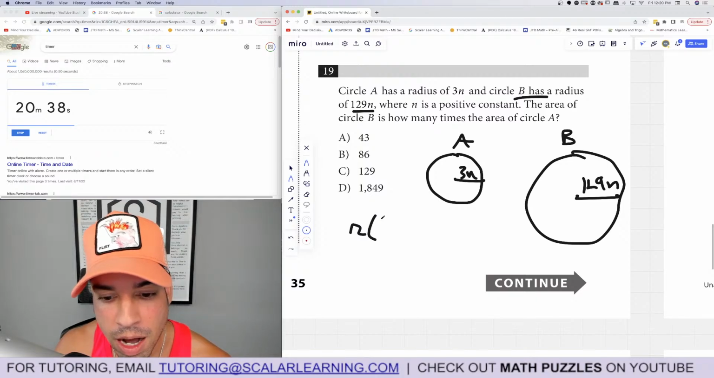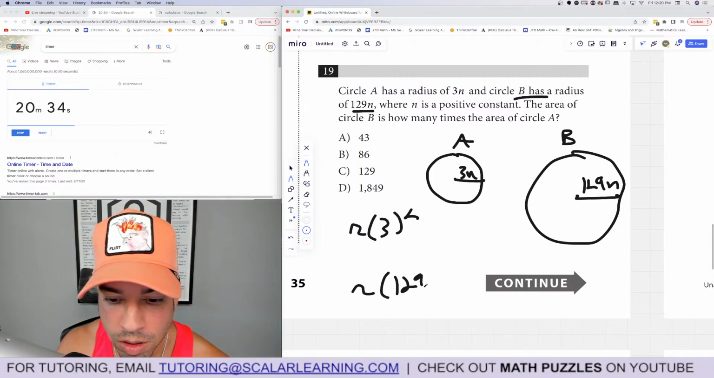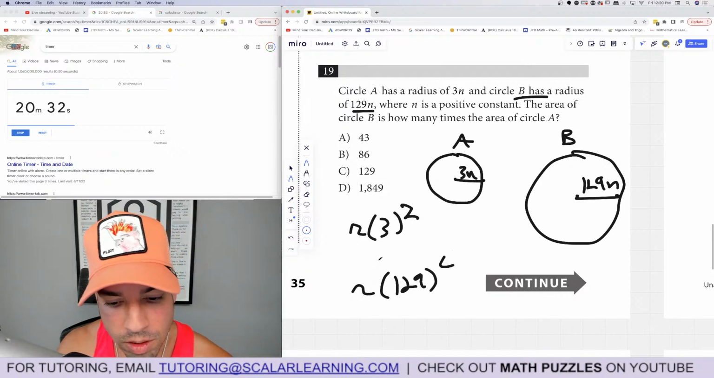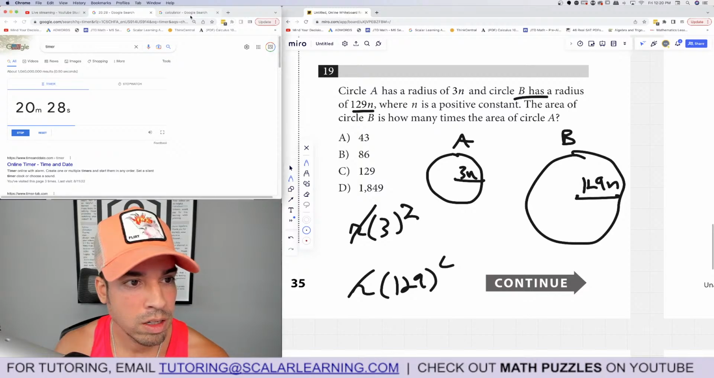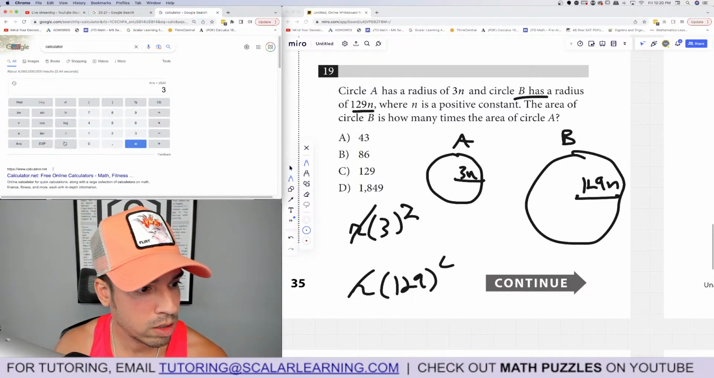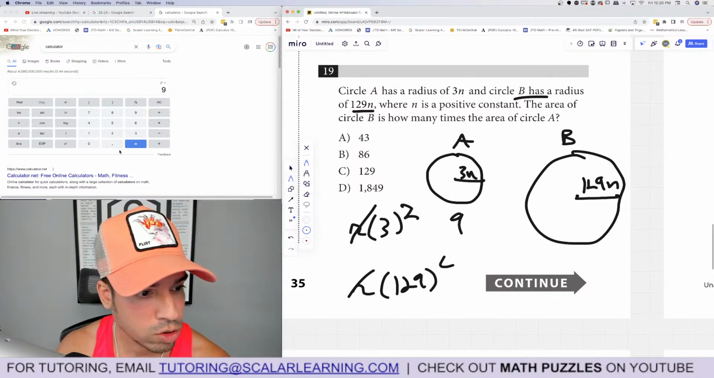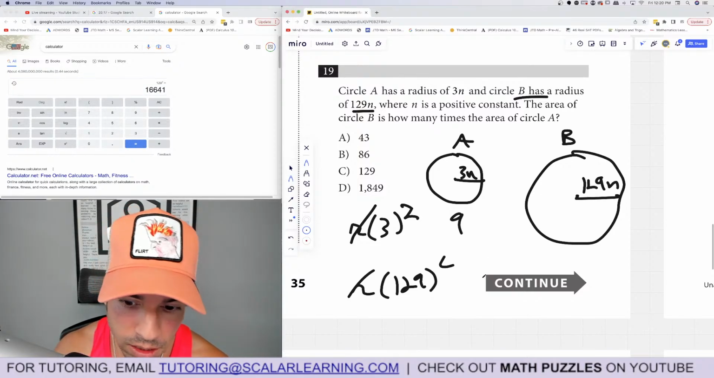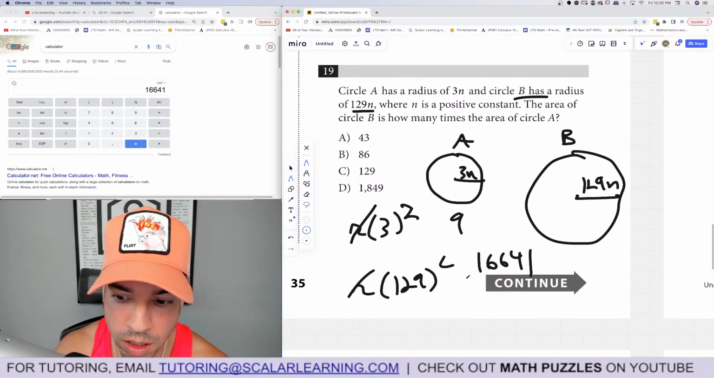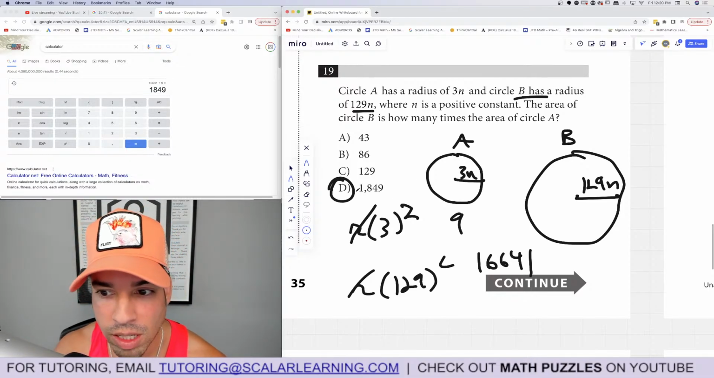But let's say pi r squared, pi r squared. Again, you see if we're comparing, the pi's are irrelevant as well. So it's really 3 squared, and it's really 1, so that's obviously 9. And this is 129 squared, whoops, 129 squared, and that is 16641. And so 16641 divided by 9 gives you 1849. So that's how many times.